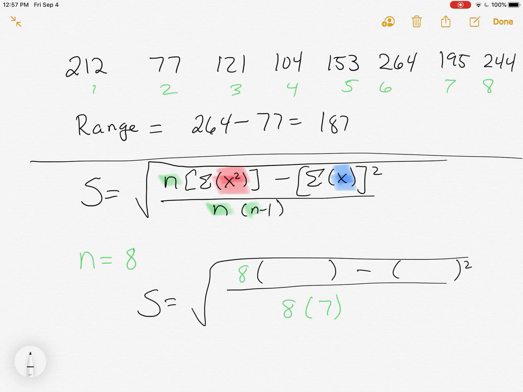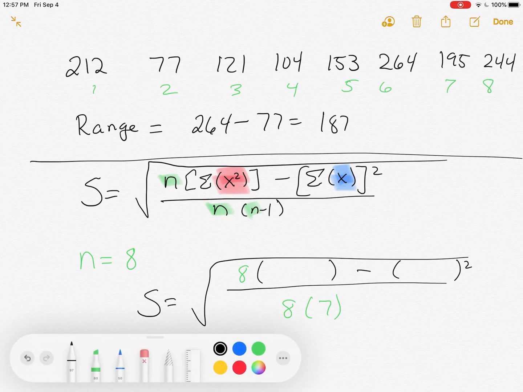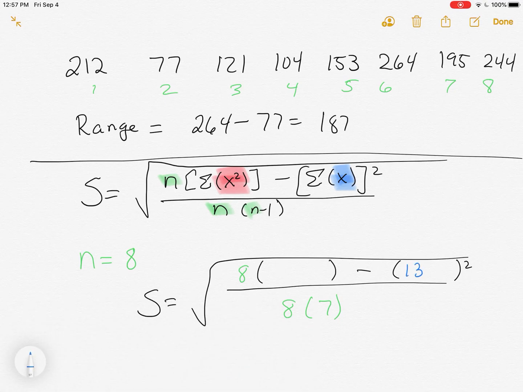Let's work on the blue one first. That one has numbers that are there. So if you look at the blue one, which is the sum of the x's, which will be our second parenthesis, all we have to do is add up the x's, which is 212 plus 77 plus 121 plus 104 plus 153 plus 264 plus 195 plus 244. And we come up with, and I'll put it in blue for emphasis, 1370.